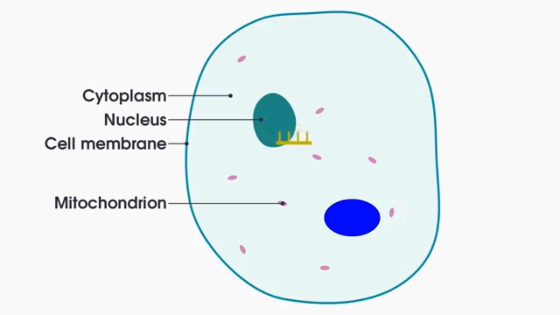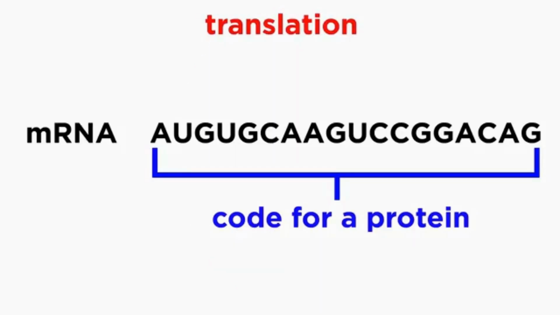leave the nucleus, where all the genetic material, or chromatin, is, and move into the cytoplasm, where it will find a ribosome. This is where translation occurs. During translation, the mRNA acts as a code for a specific protein.